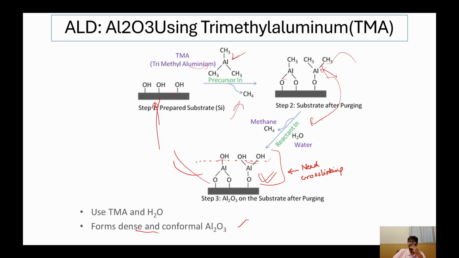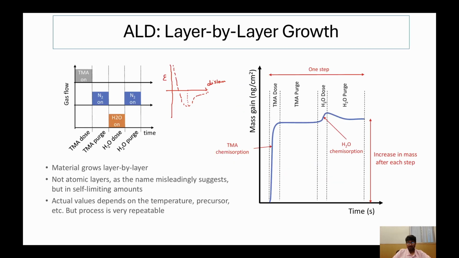Okay, so in that case you can use this. This is layer by layer growth, as we have seen. Initially we will give a dose of TMA. That TMA will cover the surface in a self-limiting fashion, and then excess TMA in the chamber will be removed with the help of nitrogen purging, and then we will give a dose of H2O.